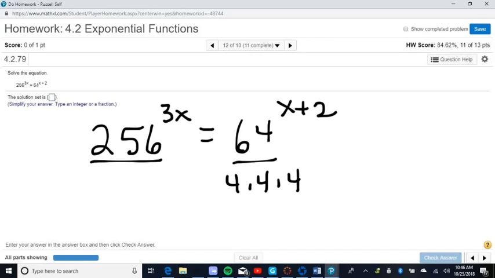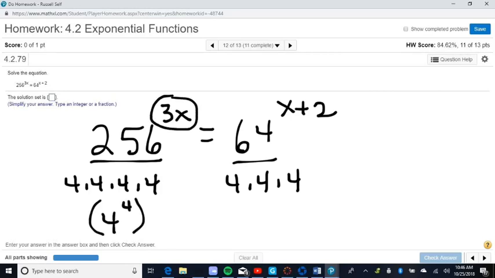Okay? We already know that 64 is 4 times 4 times 4, and if you do multiply 4 times itself 4 times, that gives you your 256. Right? So sometimes you'll have to change both bases, and it's a bit of a process to determine what number to use. Now let's write them in exponential notation. That's 4 to the 4th power. Remember the exponent we already had, though, raised to the 3x, and 4 to the 3rd power raised to the x plus 2.